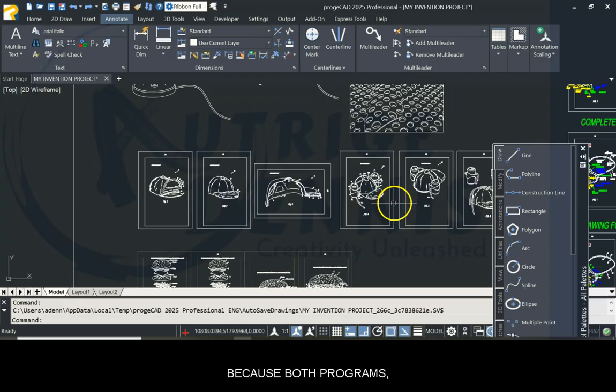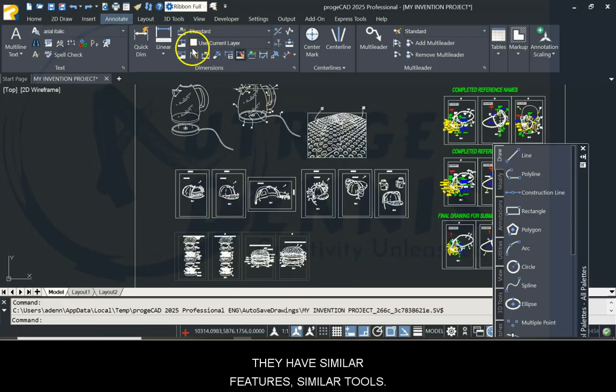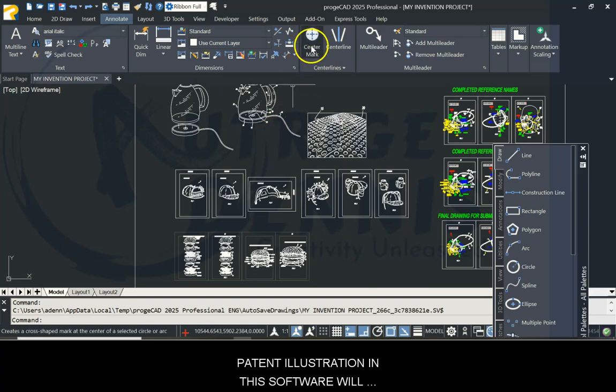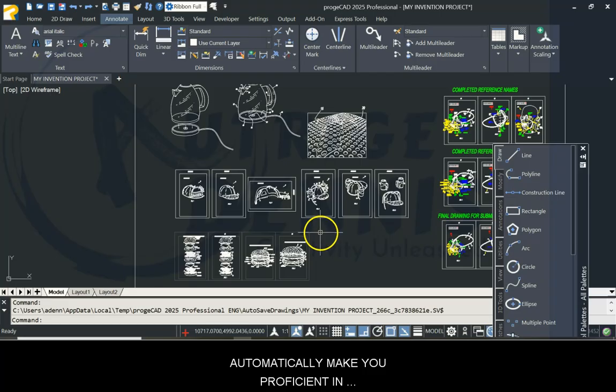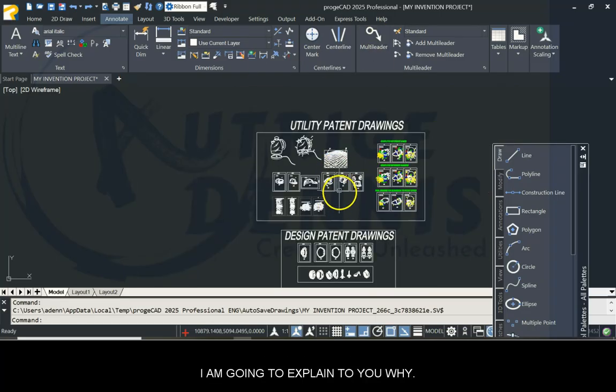Why? Because both programs are very, very similar. They have similar features, similar tools. In fact, learning to prepare patent illustrations in this software will automatically make you proficient in preparing patent drawings in AutoCAD and vice versa. But personally, I prefer ProgeCAD, and I am going to explain why.